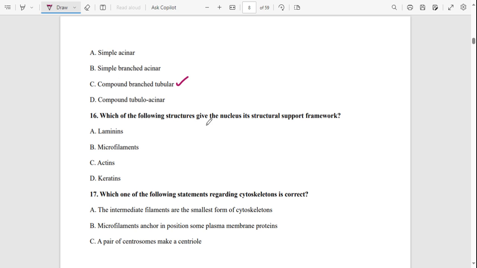Which of the following structures gives the nucleus its structural support? Now, the structural support of the nucleus is given by what is known as the nuclear lamina. And the nuclear lamina is made up of laminins, meaning that the best we can pick is the laminin here. Which of the following statements regarding cytoskeleton is correct?